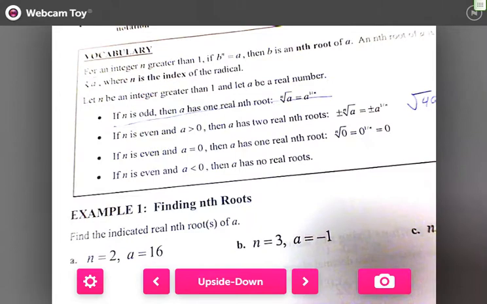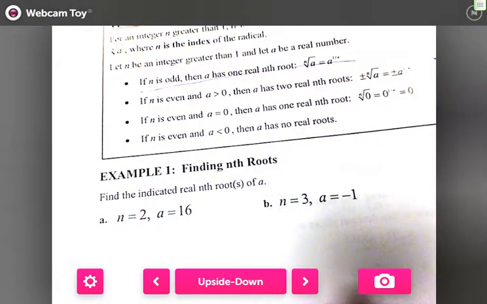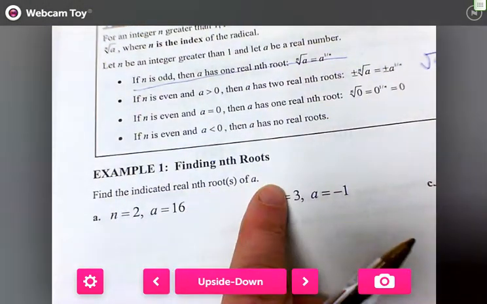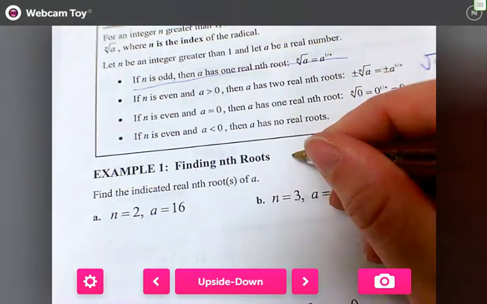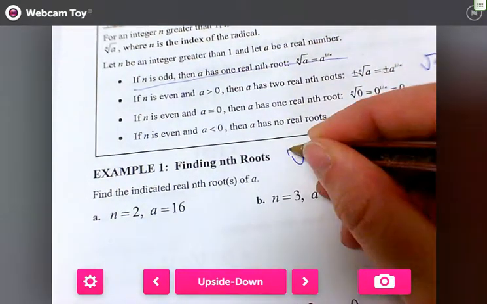Okay. So, we're looking at find the indicated nth root of a. So a is 16. So we're setting them all up. Like here's the nth root.